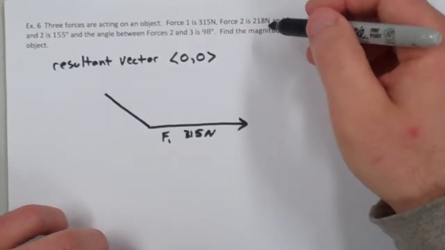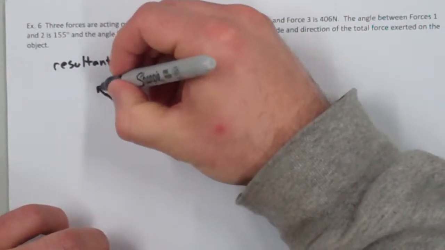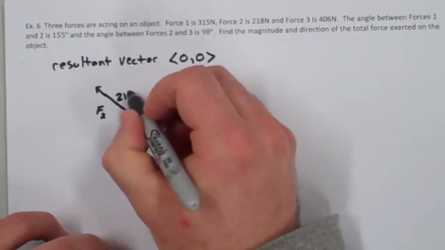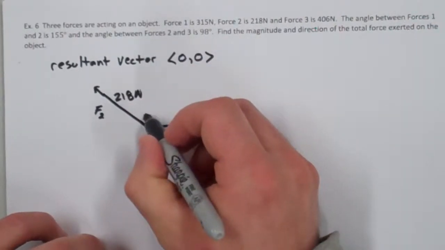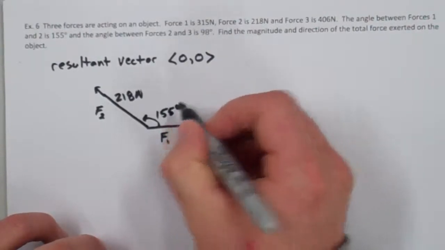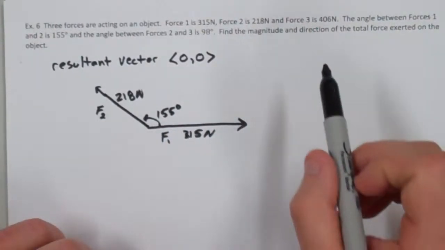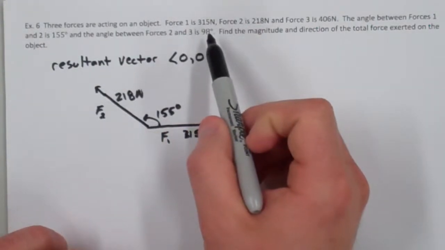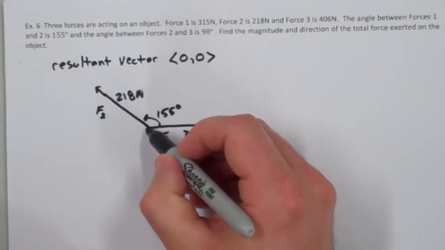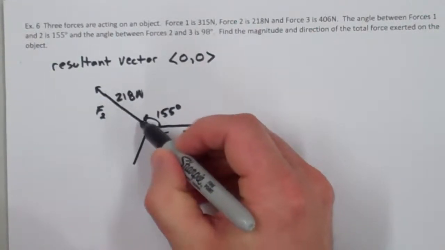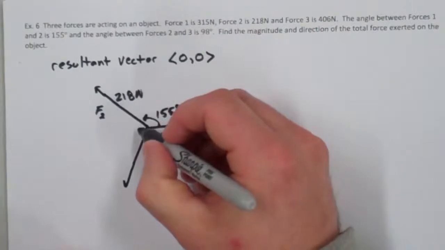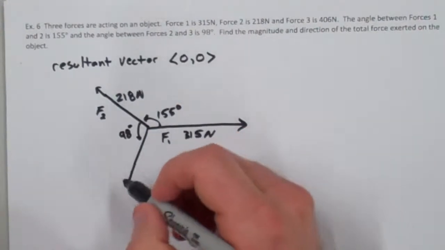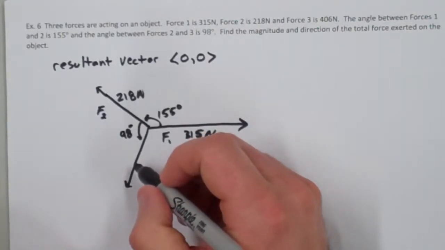So let's see here. We've got 218, so a little bit smaller than that one. And that's 218 newtons. That angle is 155. Okay? And then force 3 is 406 newtons, and the angle between forces 2 and 3 is 98. So this angle between these two is not exactly right. It would be 98. And that's force 3.